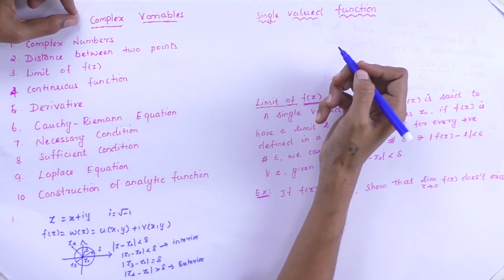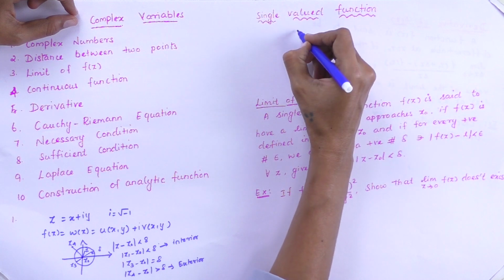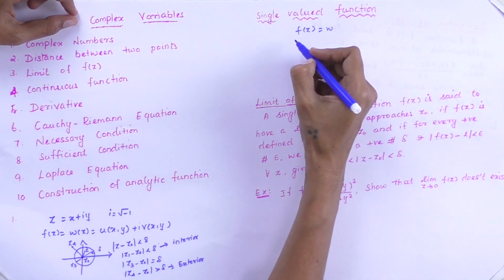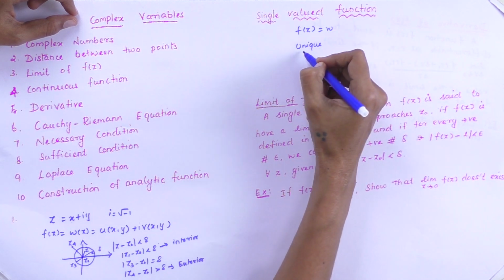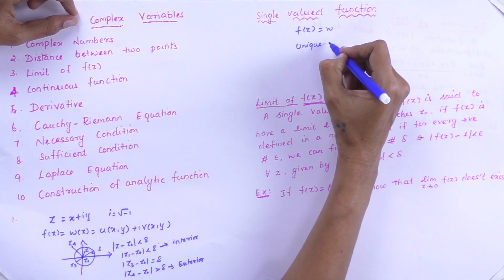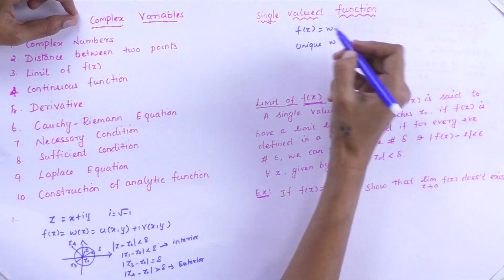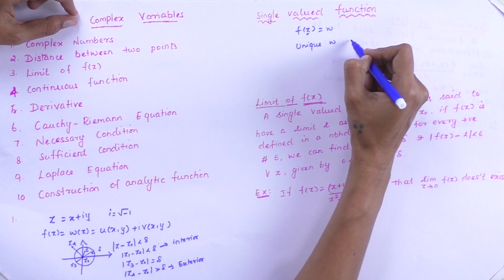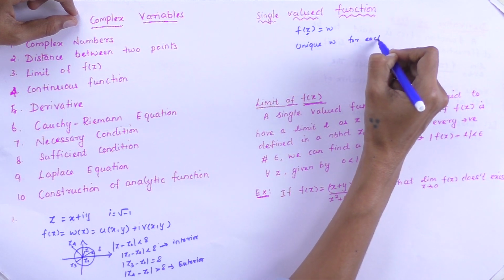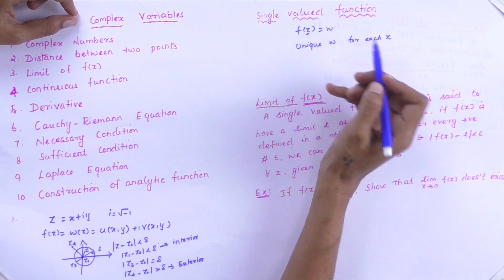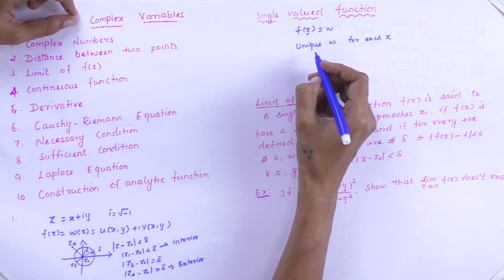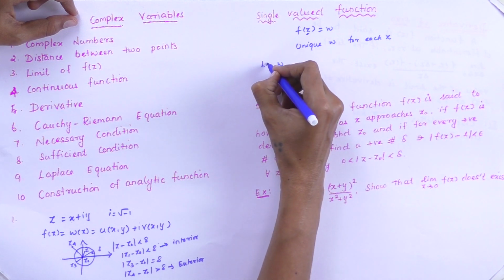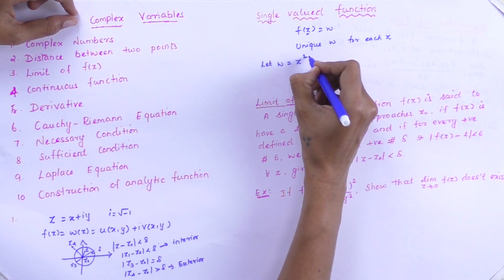And the next one is single valued function. We are saying that a function f of z, or equivalently w, is a single valued function if we get a unique value for w for each value of z. If I am getting a unique value for w for each value of z, then I can say that f of z is a single valued function. One example we will consider. Let w is equal to z square.